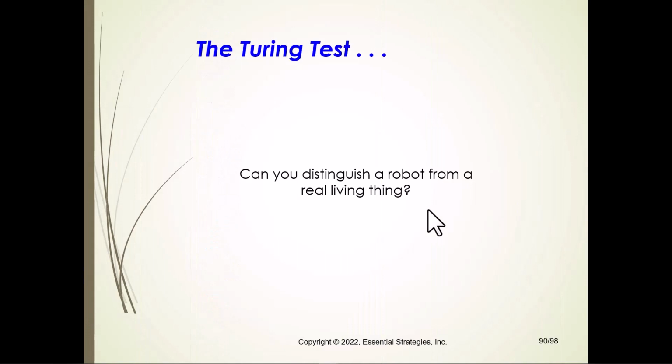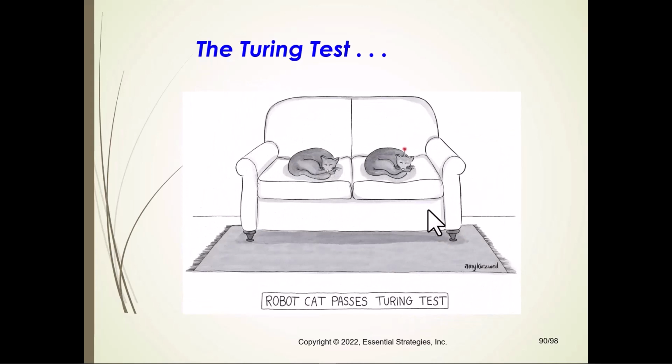Now, you guys all know about Alan Turing's test of how to distinguish a robot or any kind of automaton from a real living thing. Basically, can you tell the difference in how they behave? Well, the robot cat passed the Turing test in spades because the robot cat's behavior is to just kind of sit there, and the actual cat's behavior is to just kind of sit there. Can't tell the difference.